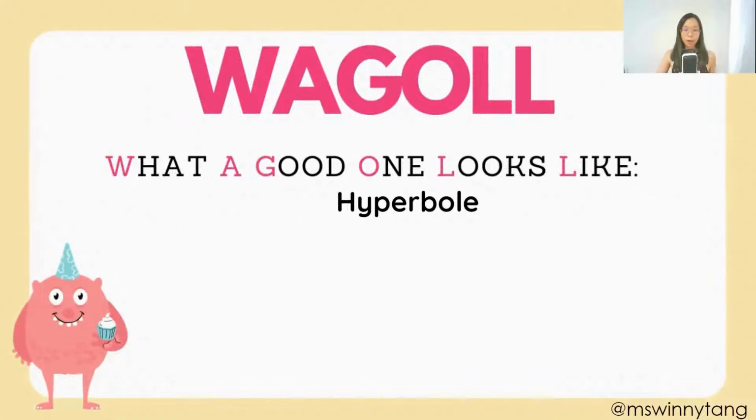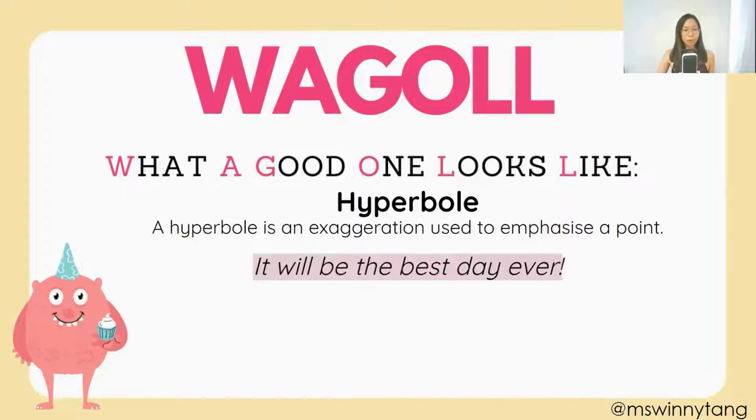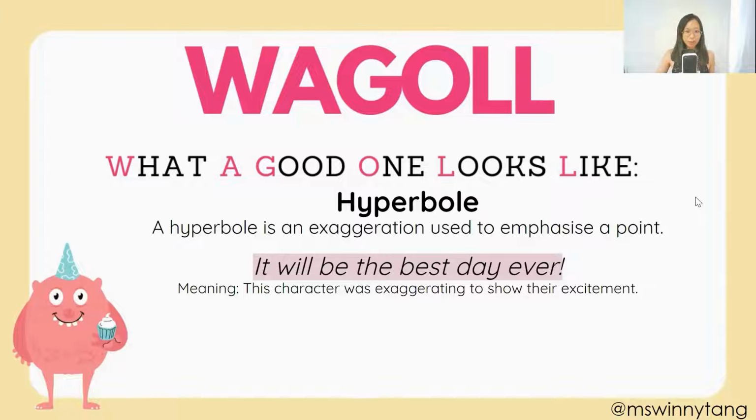You can have hyperboles. So hyperbole is an exaggeration used to emphasize a point. For example, it will be the best day ever. So the meaning behind this is the character is trying to exaggerate to show their excitement.